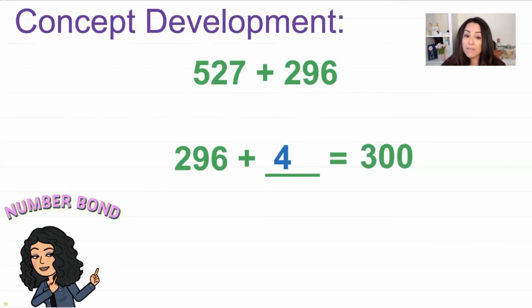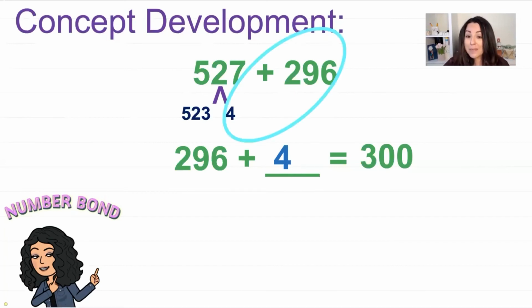So when I look at 527, let's pull 4 out of there. 7 ones take away 4 ones is equal to 3 ones. So that leaves me with 523. So let's go ahead and combine those numbers. And now my new number sentence looks like this.